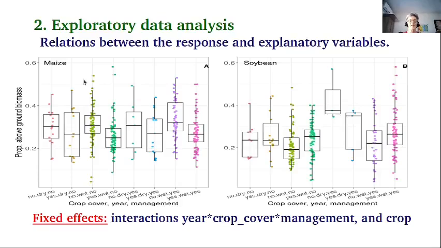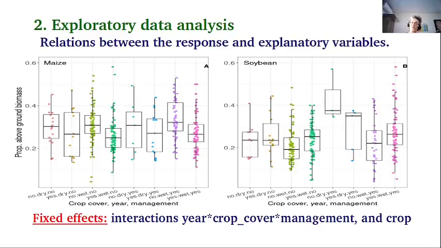So for fixed effects, I'm going to consider a model that has the 3-way interaction year, crop and management. This means that I'm going to include the single level effect of year, the single level effect of crop and the single level effect of management, all the pairwise interactions between year and crop, year and management, and crop cover and management, and the third order interaction.